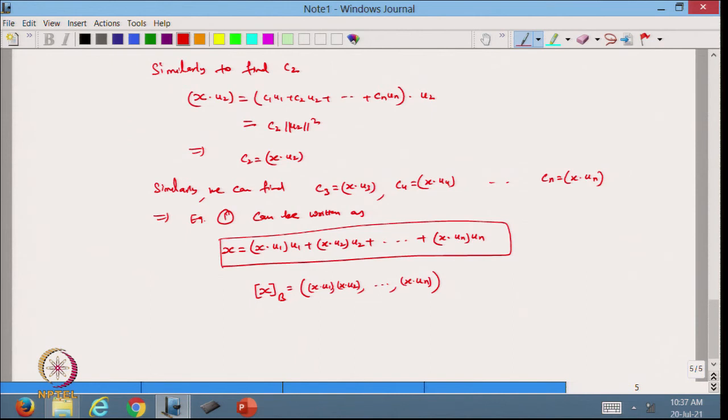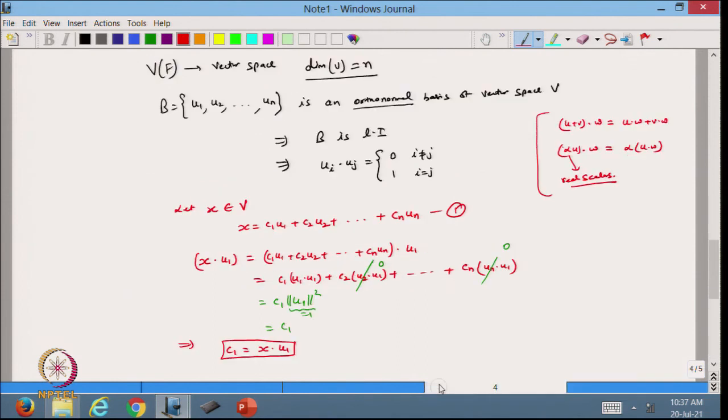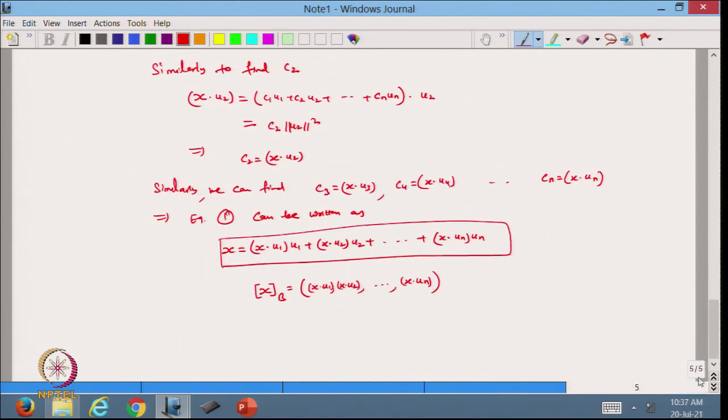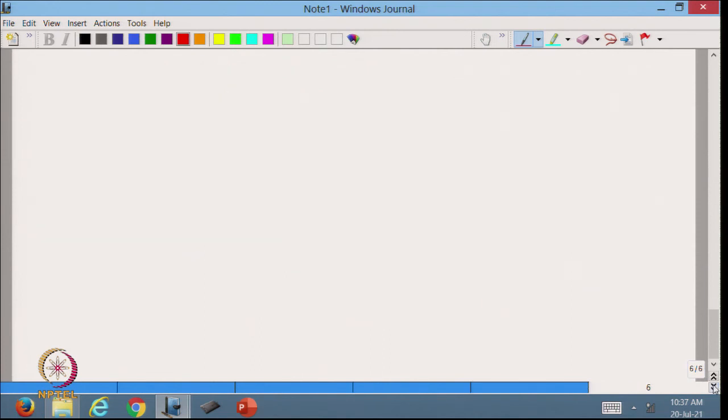So, this is the advantage of dealing with the orthonormal basis. So, let us take one example. In this example I will just take some orthonormal basis. Let us take the vector space R cube and I choose the basis.